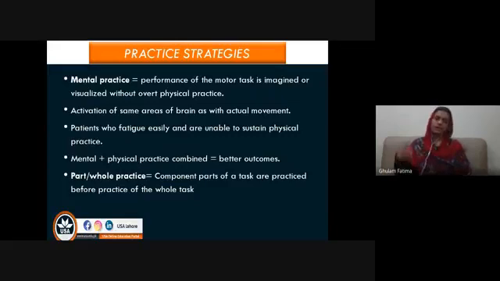Then there is part versus whole practice. This is where a simple task is divided into component parts, and rather than practicing the full task, the patient will first practice the component parts of that task. Like if the patient wants to eat, this is a full task, but it can be divided into different components. First the patient can practice just holding the spoon. The patient can practice elbow flexion. So the task can be divided into simple component parts. This is called part versus whole practice.